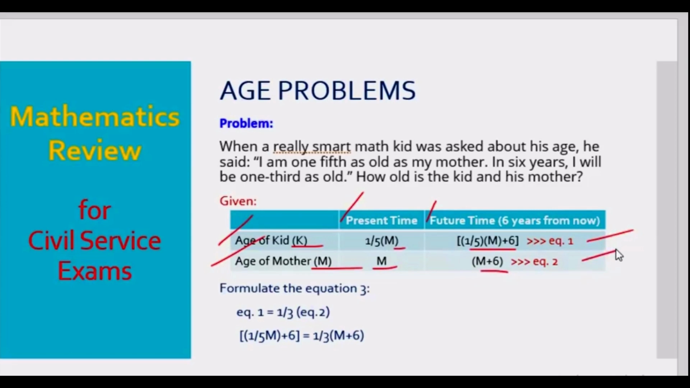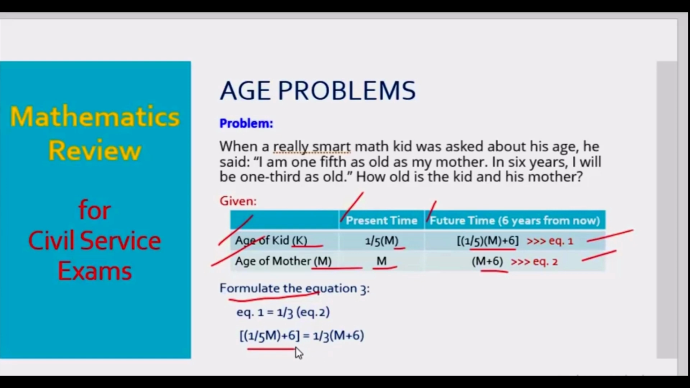Okay. So how to formulate equation number 3? It says in the problem, in 6 years, I will be 1/3. So in 6 years, ang edad ni kid is 1/5 ng M plus 6. So he will be 1/3 as old, referring to her mother.